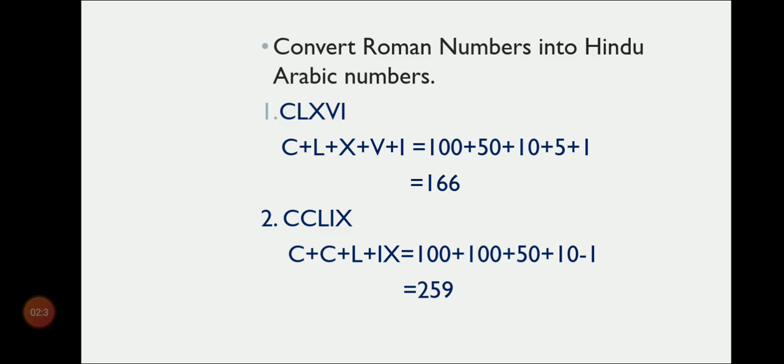First we add all of them. C stands for 100, L stands for 50, X stands for 10, V stands for 5 and I stands for 1. So 100 plus 50, 150. 150 plus 10, 160. 160 plus 5, 165. 165 plus 1, 166.